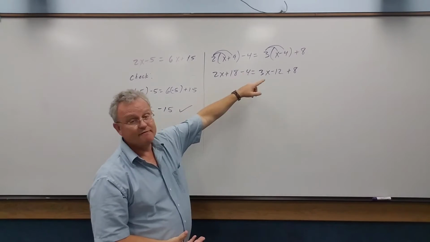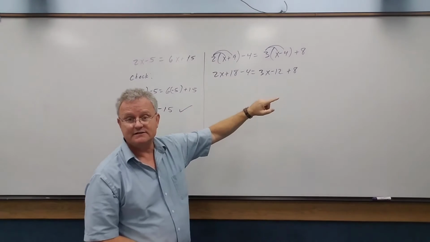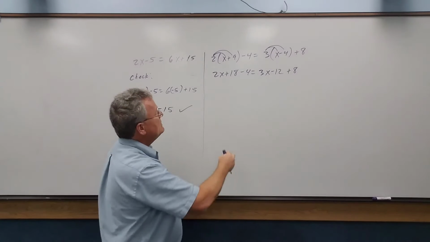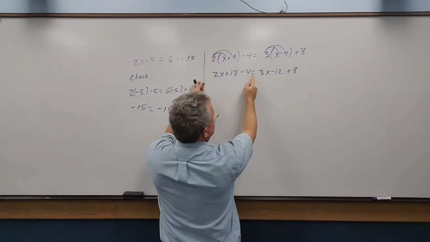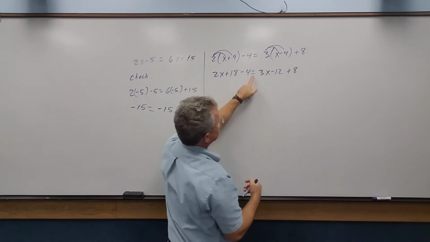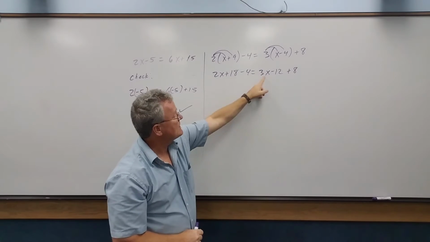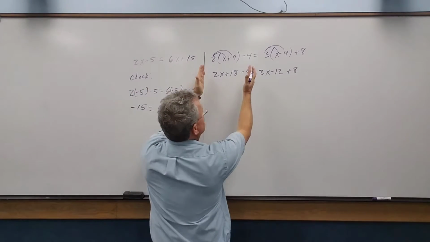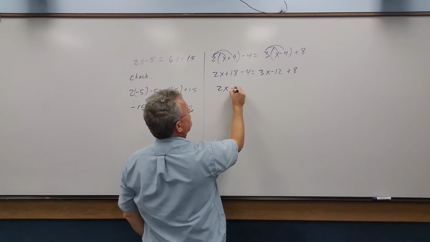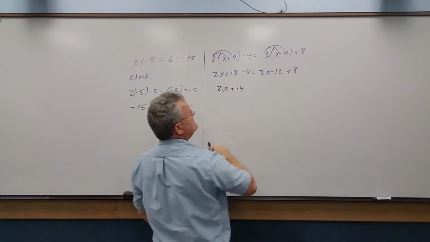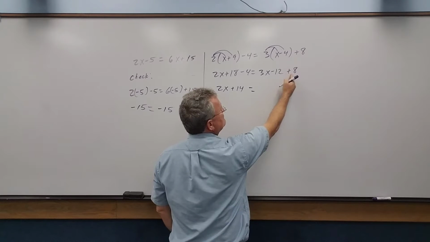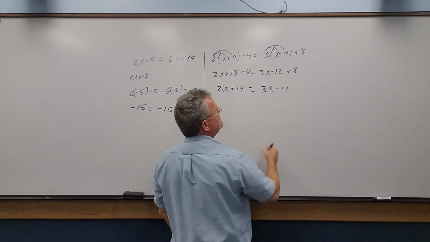Now at this point, you've actually got a lot of things you could do. I could add 4 to both sides or subtract 18. But to make things a little simpler, let's simplify both sides. Now keep in mind, simplify what's on the left side and simplify what's on the right side of the equal. Don't try to add anything together across the equal sign. So looking on the left side, 18 minus 4, a positive 18 and a negative 4 is a positive 14. Negative 12 plus 8 is a negative 4.